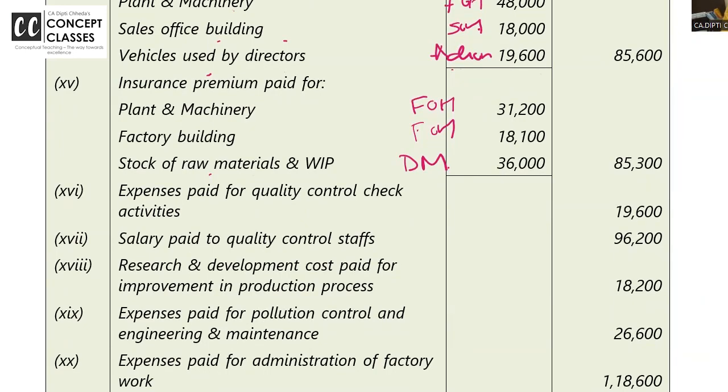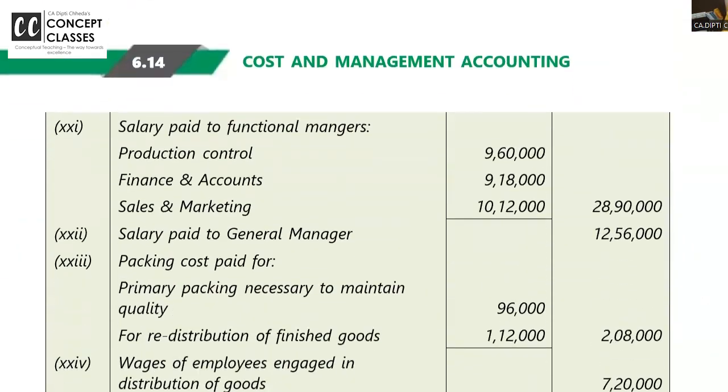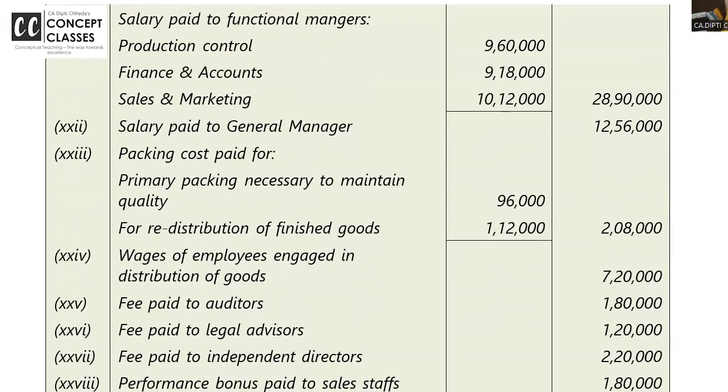Quality control and all I told you, after factory overhead, we will write separately. Quality control, R&D, pollution, administrative expenses, all this will come after the gross works cost. Theek hai? Right? Then primary packing will go in the factory overhead, and redistribution will go in the selling overhead. Wages of employees who are working in distribution, sales, fees of auditors, legal advisors, all this is a part of it. Now, out of so many items, around say 30 items, can they ask you 8 to 10 items in the exam? Yes, and they are asking and it is very scoring.